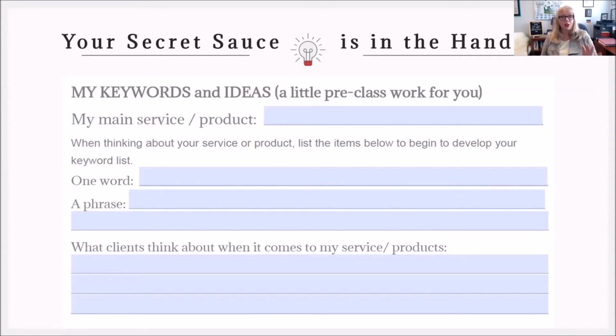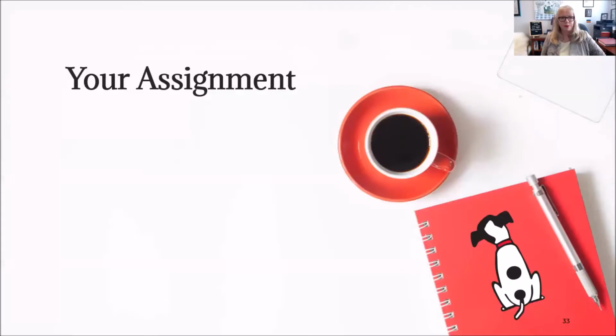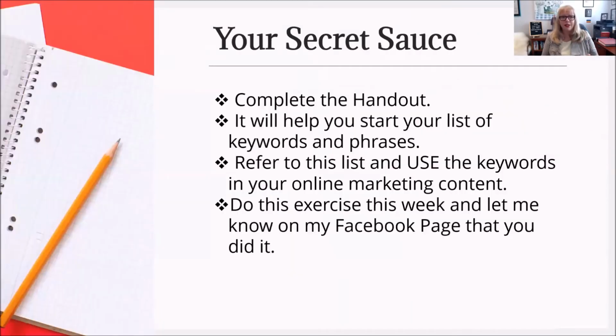So especially if you're concerned that you're not sure what your keywords might be, that would be an important little exercise to do. So that is your assignment. I want you to complete the handout. It'll help you get your own list of keywords and phrases together. And then save it somewhere so that you use them and implement them into what you're doing. That's especially important with element number 1, keywords, knowing your keywords.